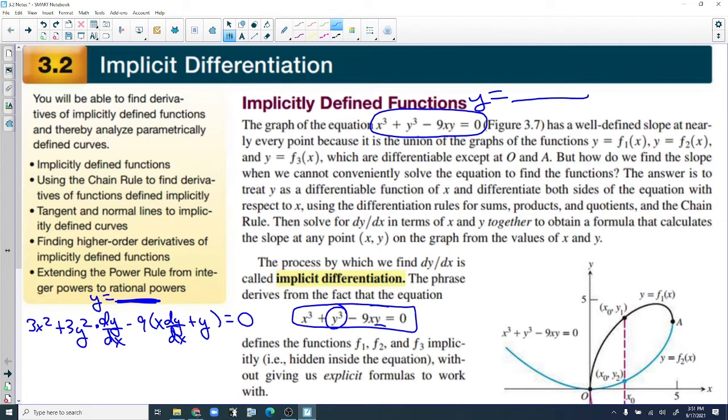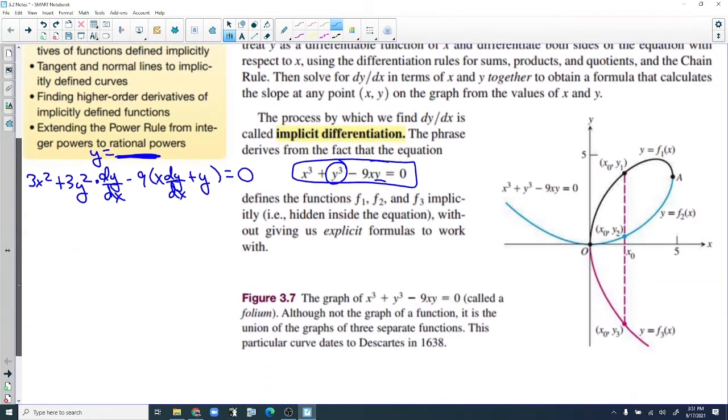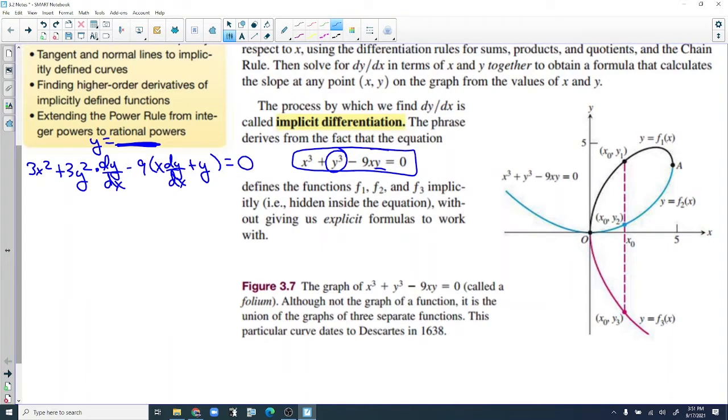Let's keep going. Let's not finish this one right now. The process by which we find dy dx is called implicit differentiation. So this is implicit.